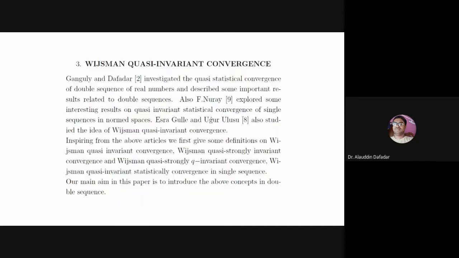This is the definition of Wijsman invariant statistical convergence: the limit of 1/n times the cardinality of k, 0 ≤ k ≤ n, such that |d(x, A_σ^k) − d(x, A)| ≥ epsilon equals 0. Now we come to our main point, Wijsman quasi-invariant convergence.